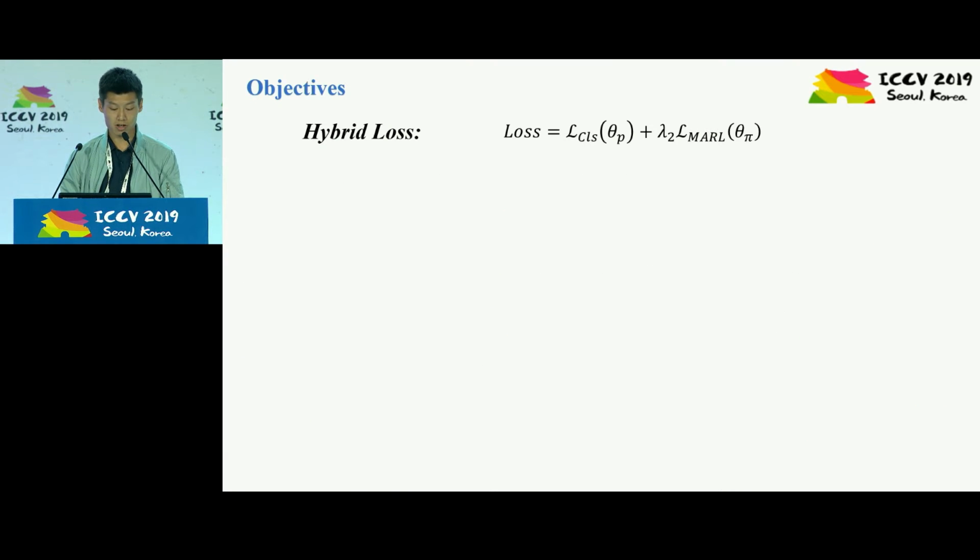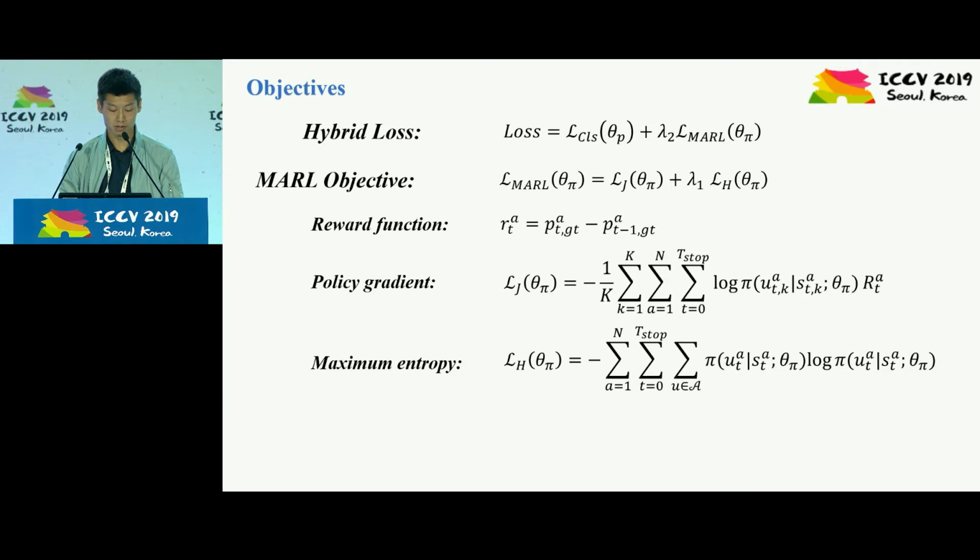So the overall objective of our framework contains two parts. For the multi-agent reinforcement learning objective, the reward function reflects how good the action taken by the agent was. Following REINFORCE, we use Monte Carlo sampling to get a policy gradient. We also follow the practice of using the entropy of the policy to increase the ability to explore. For the classification objective, we use cross-entropy loss. Finally, we minimize the hybrid loss.